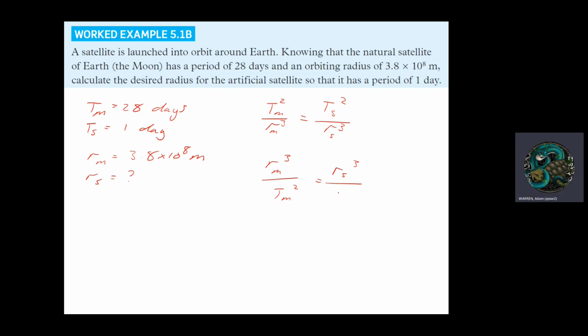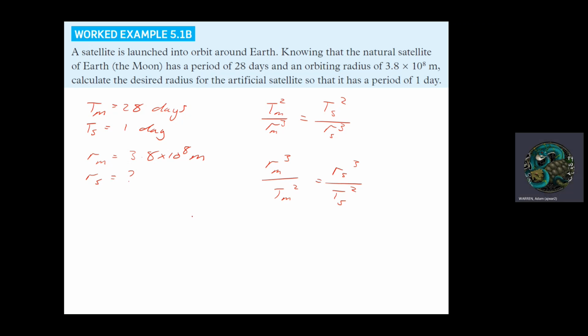Radius over period of the satellite squared. This is perfectly fine to do. You can flip things around like this. You just may have to make sure you flip around both sides of the equation whenever you're doing that. So if you are uncertain about why that's okay, maybe don't do it or come and see me.